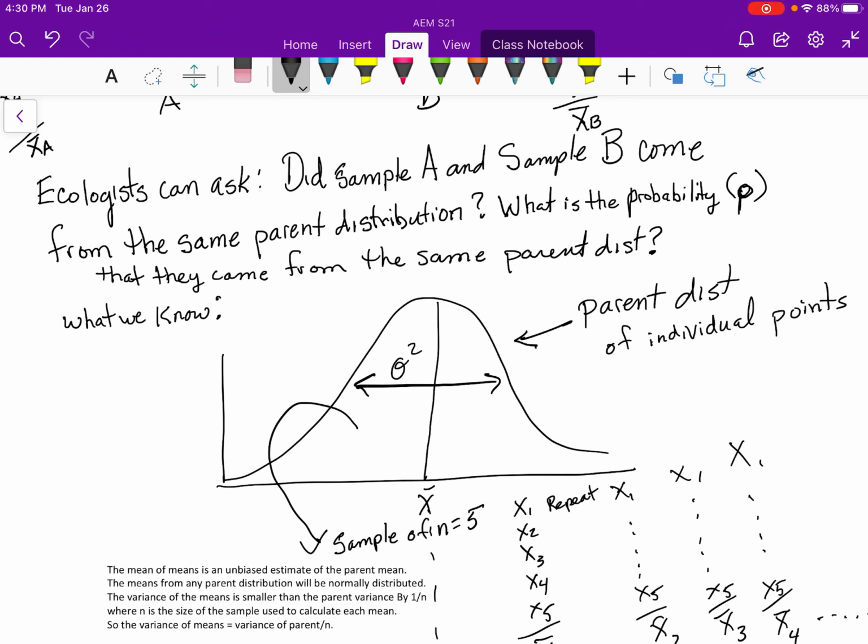Ecologists often ask the question, does sample A or did sample A and sample B come from the same parent distribution? They ask this question because that's really the only one we can ask in a lot of ways, and it's rephrased as, what is the probability P that sample A and B came from the same parent distribution? This is something that we can calculate.